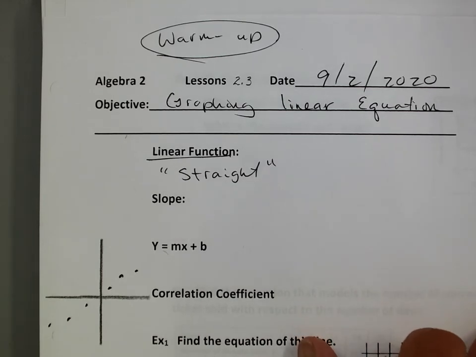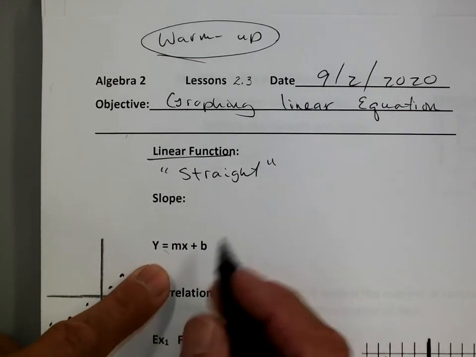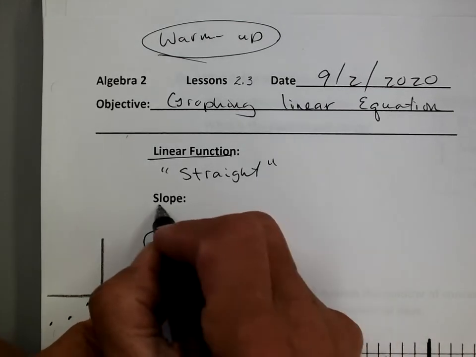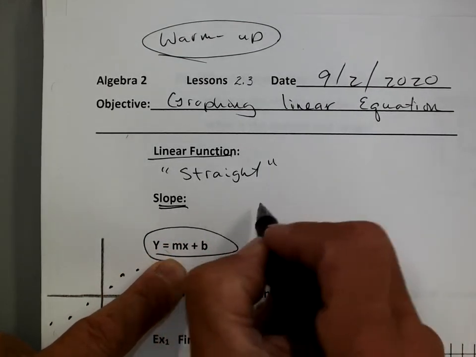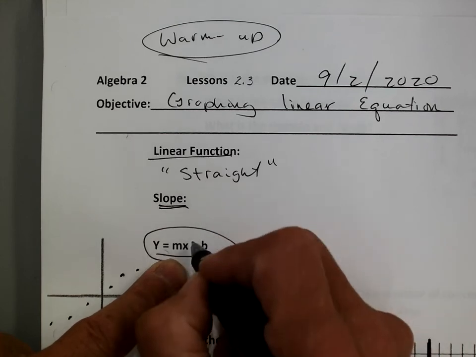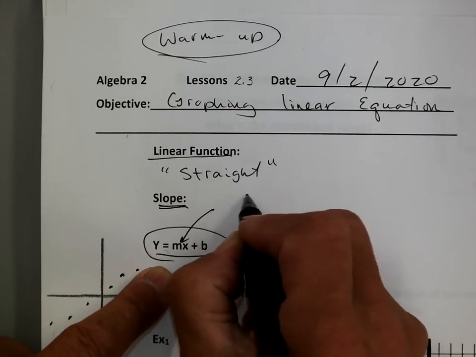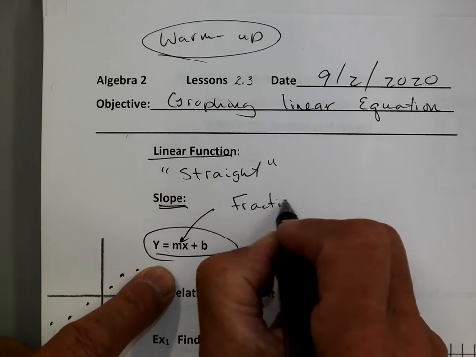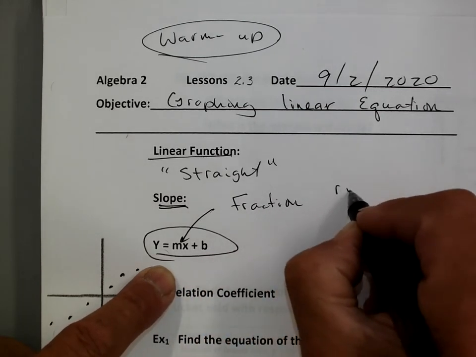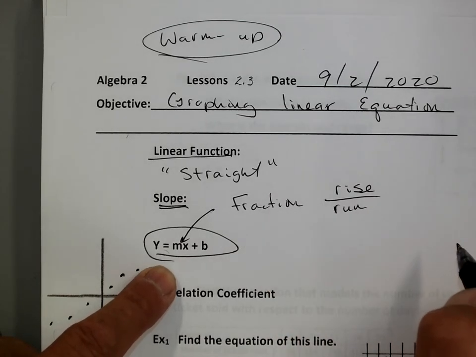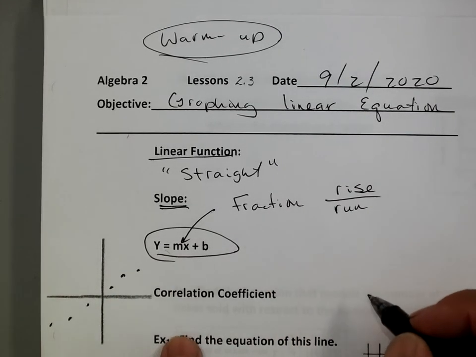If it is a linear function, then we like to use the equation y equals mx plus b, where m is the slope. The slope of a line is the symbol m, and it's going to be whatever number is right there. And we like to really look at it as a fraction, because slope is rise over run, right? Okay, slope is rise over run. That's why we like it as a fraction, okay?